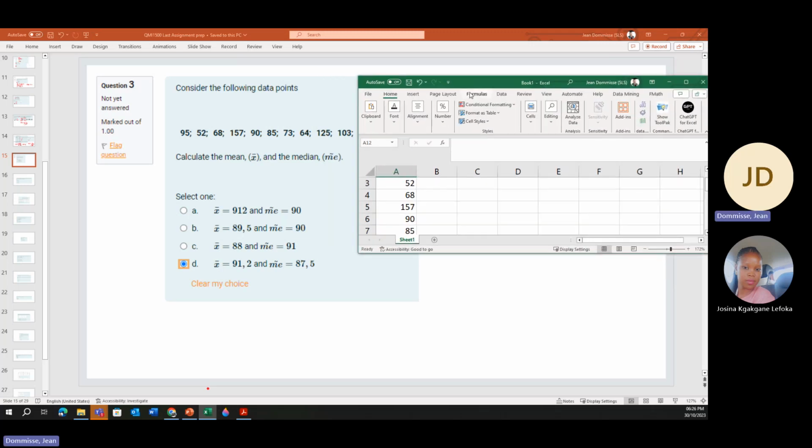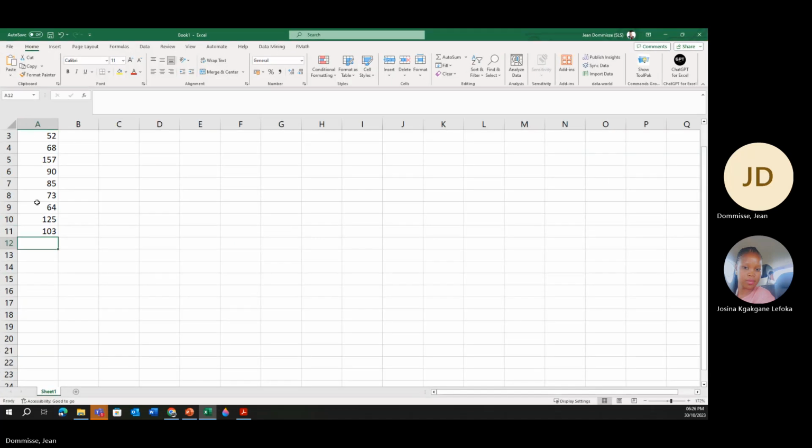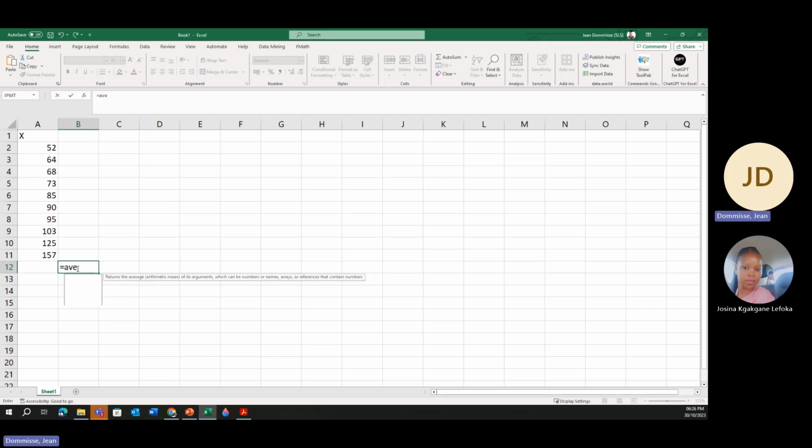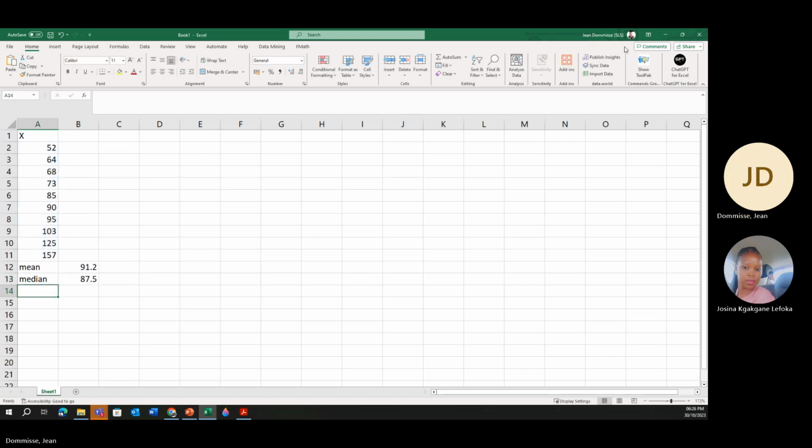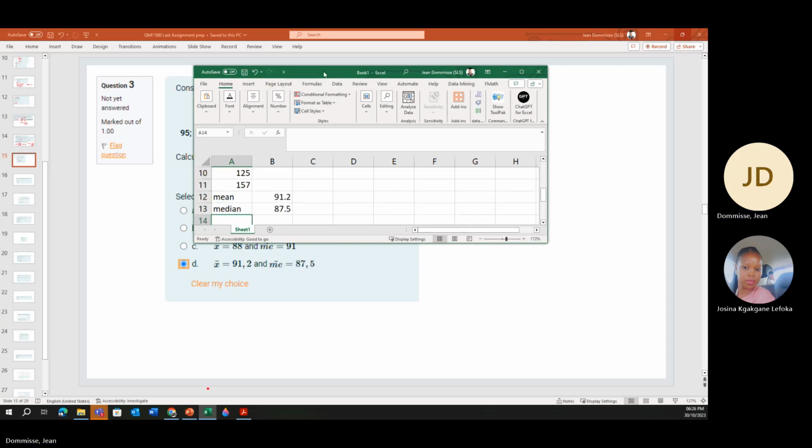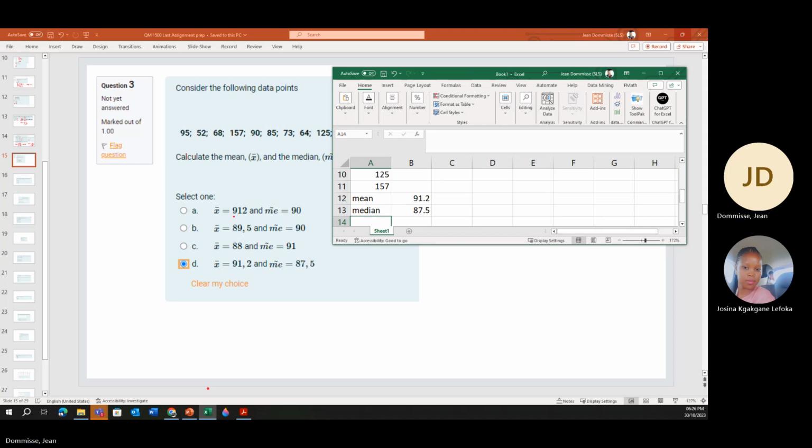Okay, and they want us to calculate the mean and the median. So the mean in Excel, there's not a mean function, but there's an average function, which is exactly the same. And for the median, there is a median function in Excel. So we've got it as 91.2. See, they want you to be confused. Okay, 89, not 88. So there's 91.2, and there's the 85.